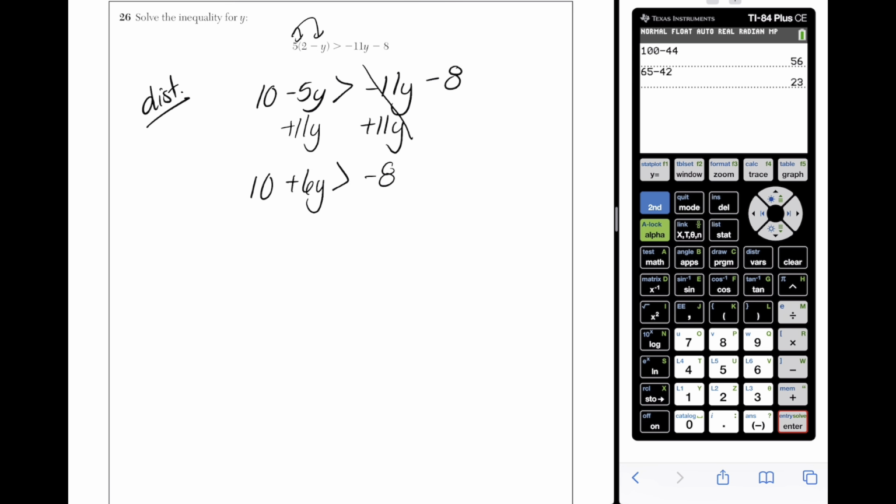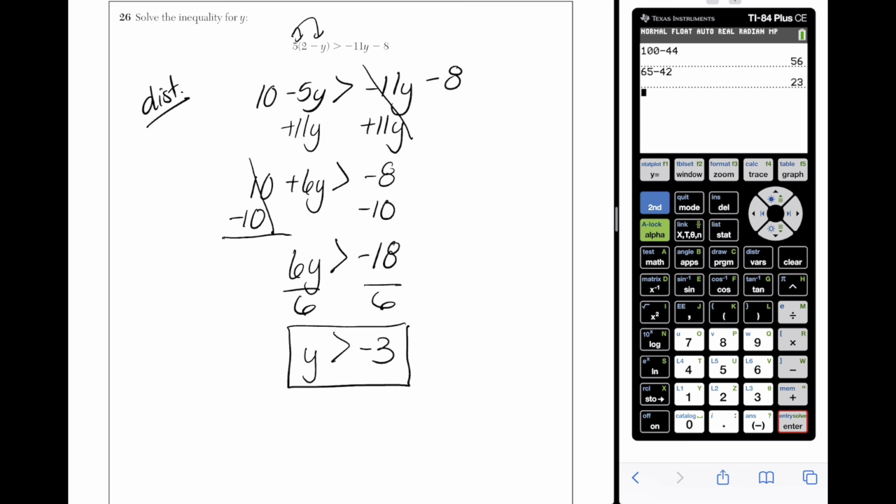I want the y to stay on the left side, so I'm going to subtract 10 to create a 0 pair on the left. And here I have 6y is less than negative 18. Okay, so far so good. And now I can isolate the variable y by just dividing both sides by 6. And y is less than negative 3.